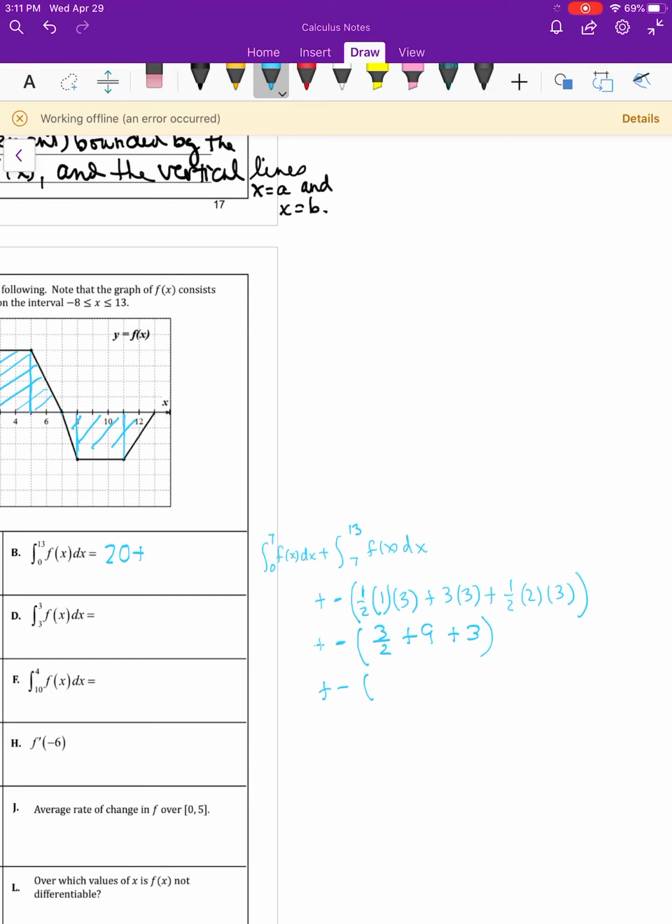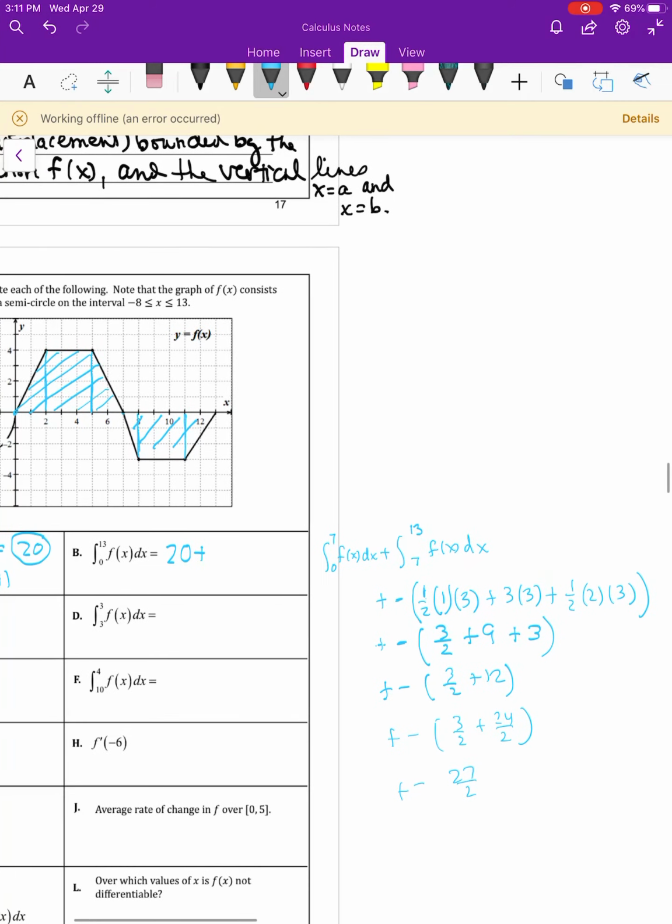So that's going to be 3 halves plus 9 plus, and then this one's just going to be 3. And so this is going to be 3 halves plus 12. And since my 12 is actually 24 halves, I have 3 halves plus 24 halves is 27 halves. So I'm going to be subtracting 27 halves, or plus a negative 27 halves.